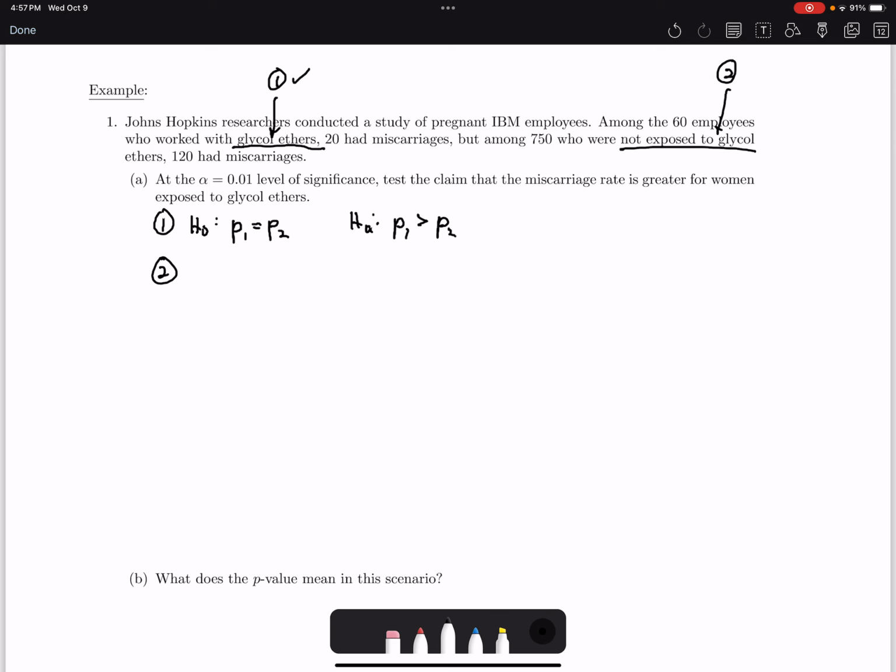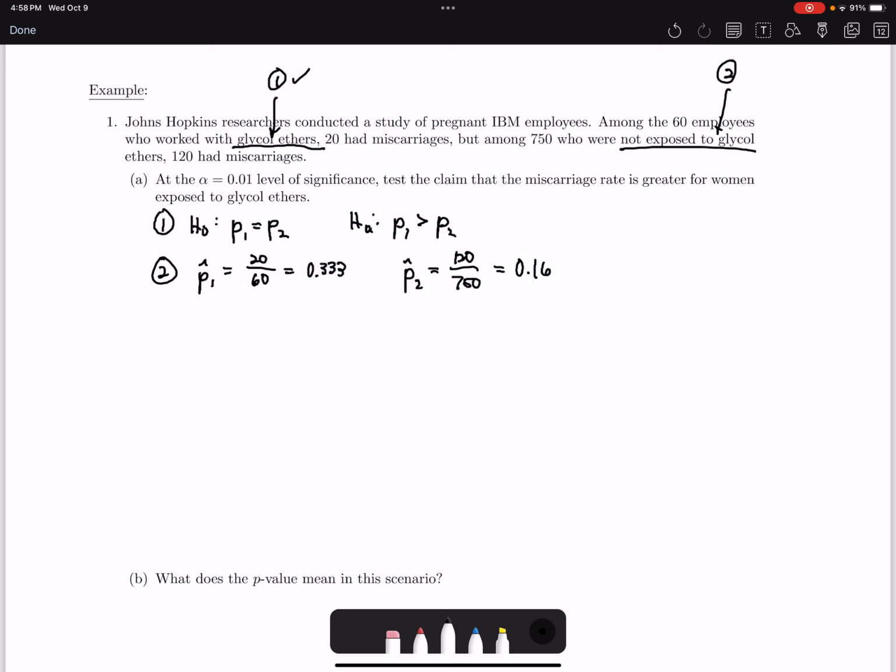Now, step 2, we can collect some sample evidence. What were the sample proportions in question here? For group 1, the sample proportion was 20 out of 60. That's 0.333 repeating on forever. So 33.3% of the women in that group had a miscarriage, which is really sad. In group 2, the sample proportion was 120 out of 750, which is exactly 16%.